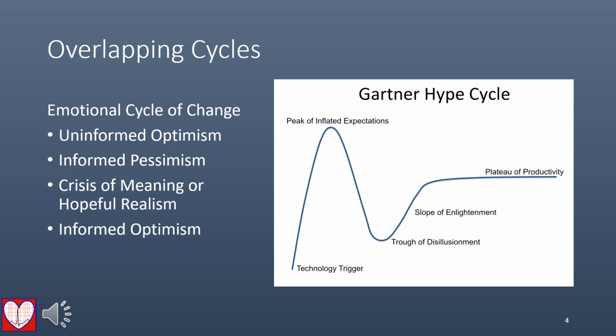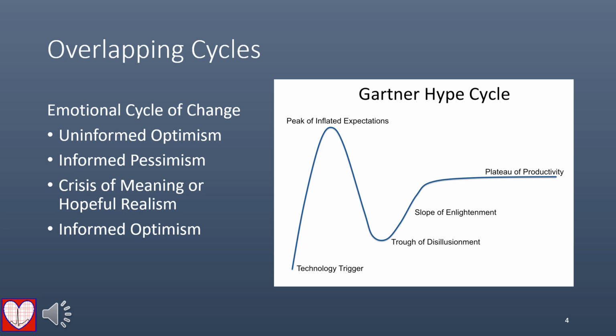Crisis of meaning or hopeful realism. This is located in the trough of disillusionment. This is going to be very critical in the next couple of slides. Here's where you will either cancel the project or acknowledge that there's a light at the end of the tunnel. Informed optimism correlates to the plateau. Having moved to the growth curve, you might find yourself able to assist others that are stuck in earlier segments of the cycle. Business patterns like this are very common in everyday life.